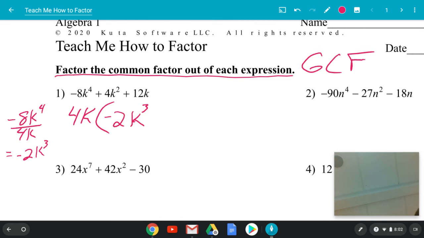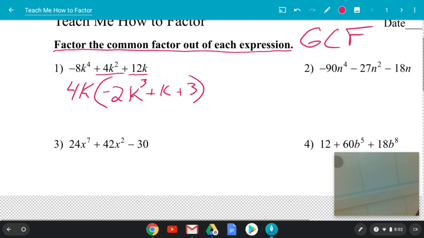Next, I go on to the second term. 4K times K gets me 4K squared. And then my last term, 4K times 3. So I factor that out in that fashion. How many people got that one correct?